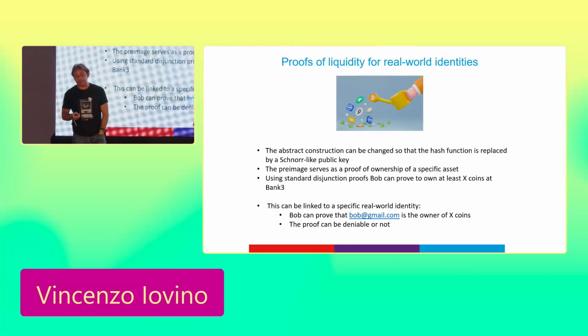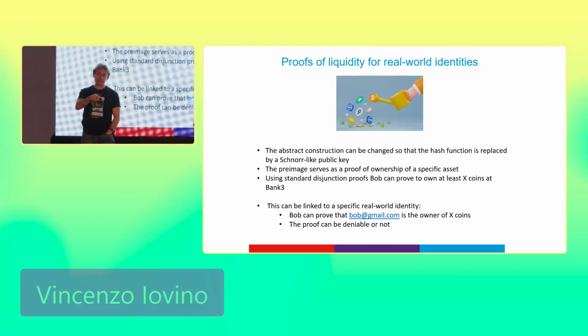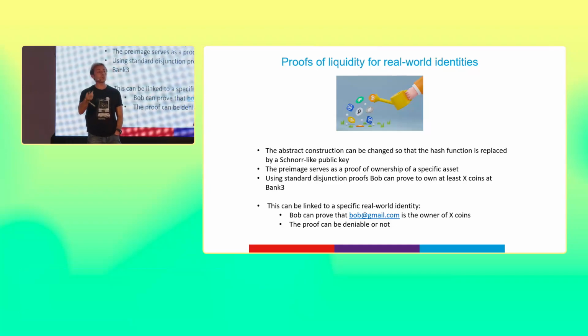Actually, in our abstract solution, we say there is a hash. So we send on chain a ciphertext, encrypt this random value, and also we hash it. Actually, you can go more abstract, and you can replace the hash by some Schnorr-like public key. And in this case, you can give very efficient off-chain solutions for the proof of liquidity problem.